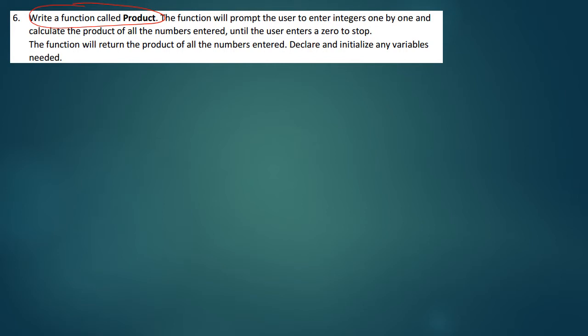If it says write a function call, that means I just want you to call the function. Function prototype, you just write the statement that describes the function. All right, so the name of the function is product, so it has parentheses, and it's a block of code because it's a definition.